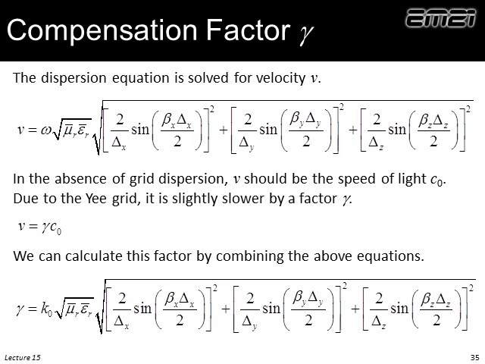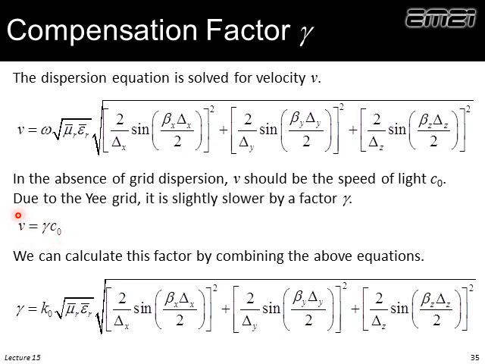So we'll solve the dispersion relation for the velocity v. Well, we know that should be the speed of light, but it's not, because our mu's and epsilons are a little bit bigger than they should be, so our velocity is a little bit slower than it should be, and we can calculate a factor gamma by which that slows down. So this might be something like 0.99 or 0.98, just slightly slower than the speed of light.